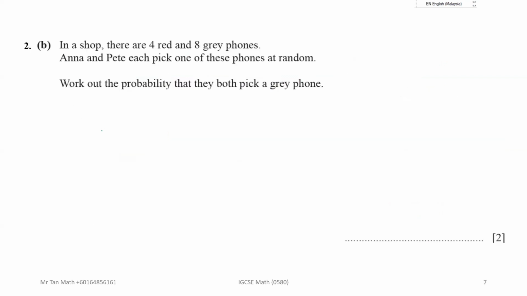In the shop, there are 4 red and 4 gray phones. Anna and Peter each pick one of these phones at random. Work out the probability that they both pick a gray phone.